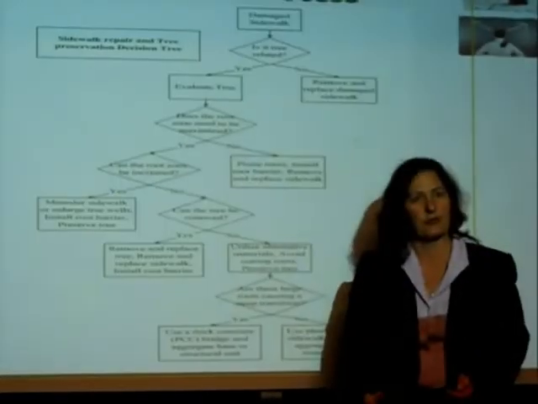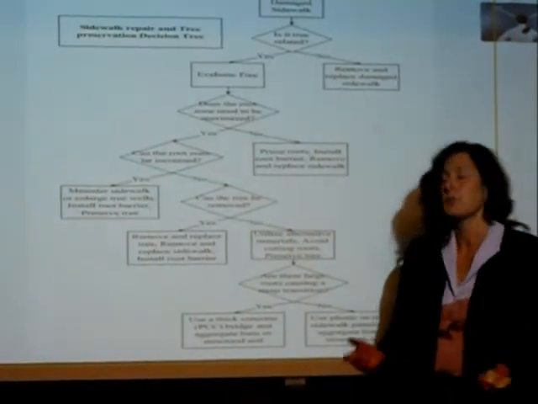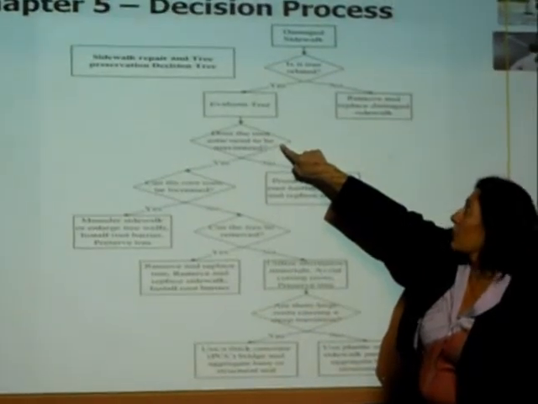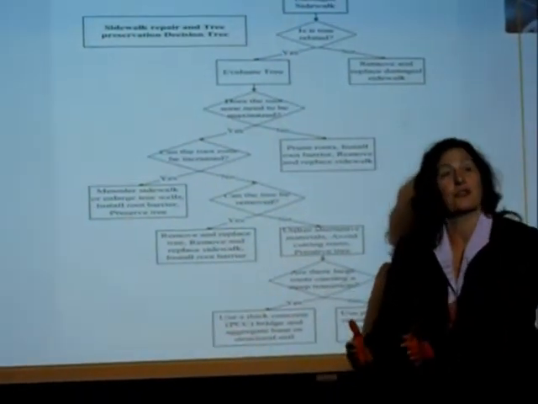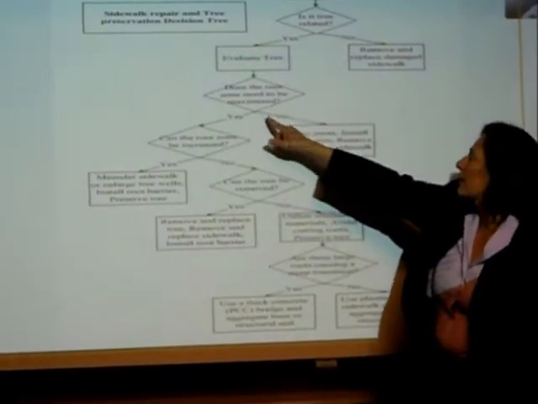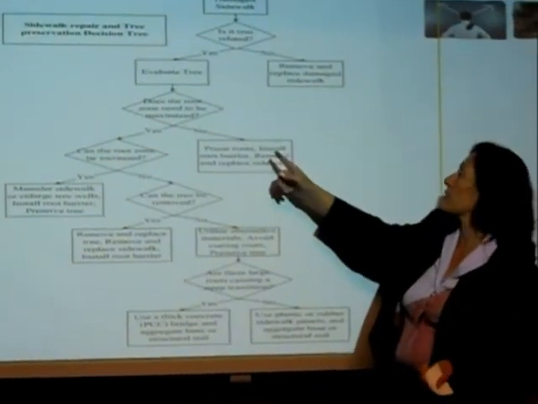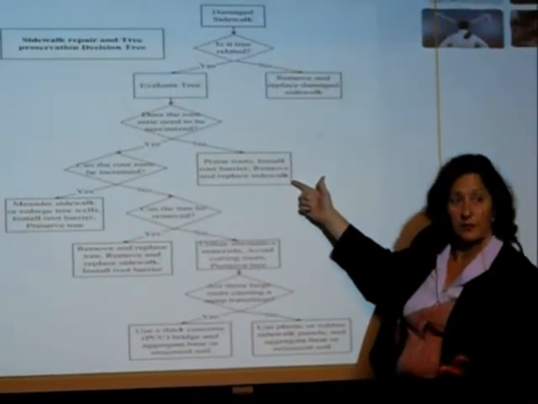So as soon as the roots, how big is this tree? How old is this tree? What species is this tree? So you evaluate the tree, and the question is, does the root zone need to be maximized? And it does if you're too close to it. You need to maximize the root zone. So there are some different ways you can do that. If not, if it doesn't need to be maximized, then you can do the typical thing, which is prune the roots, install a root barrier, remove and replace the sidewalk, and you're finished.